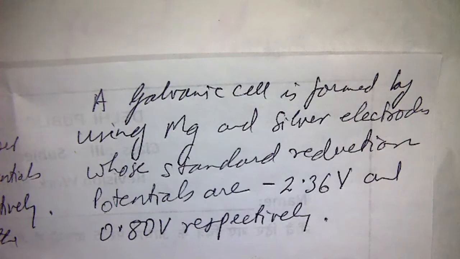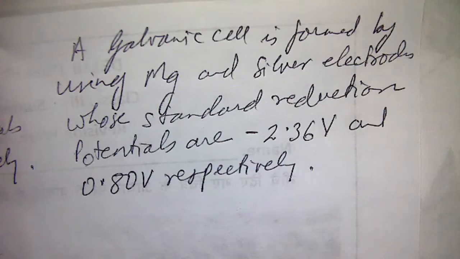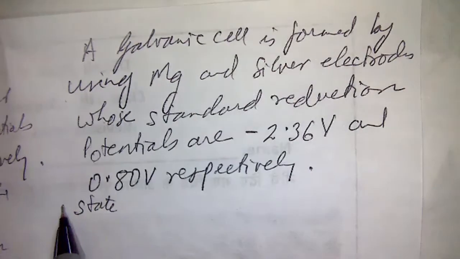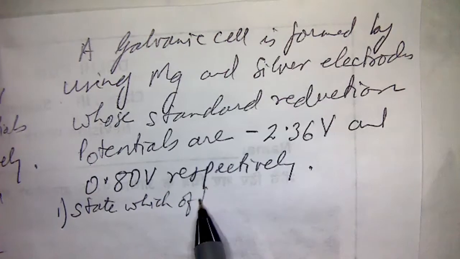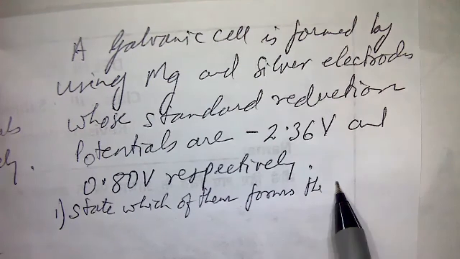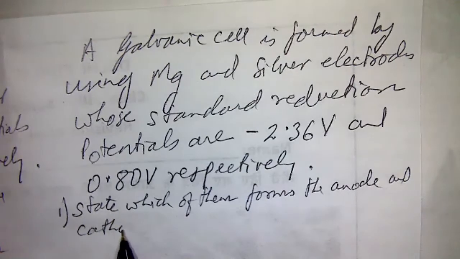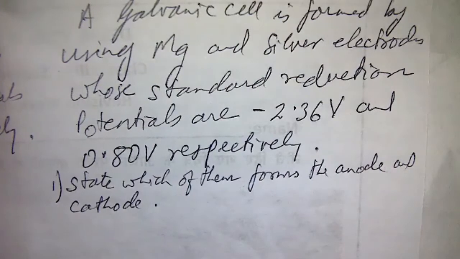Yeah, the reduction potentials are given, isn't it? Now, what can be asked? From here, I can ask you: number 1, state which of them forms the anode and cathode. Which of them is forming the anode and which of them is forming the cathode.